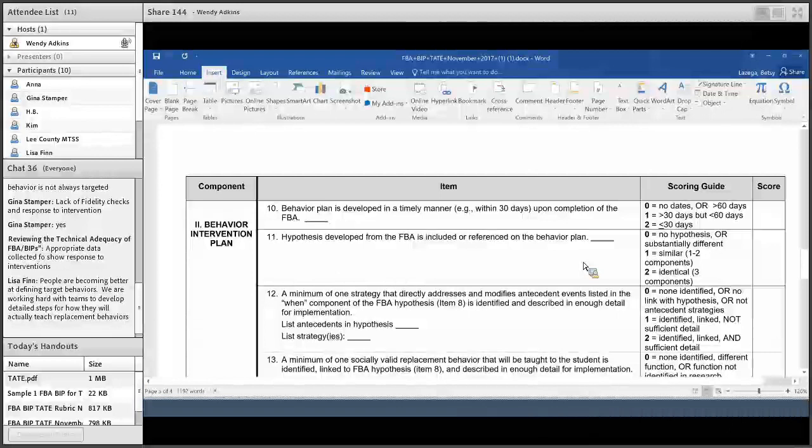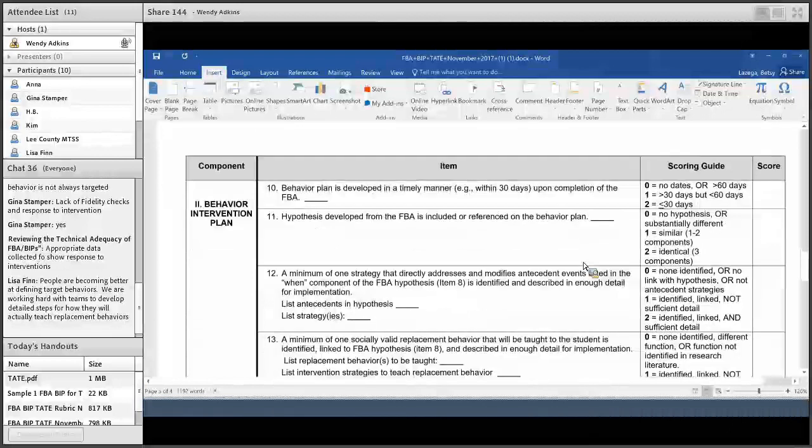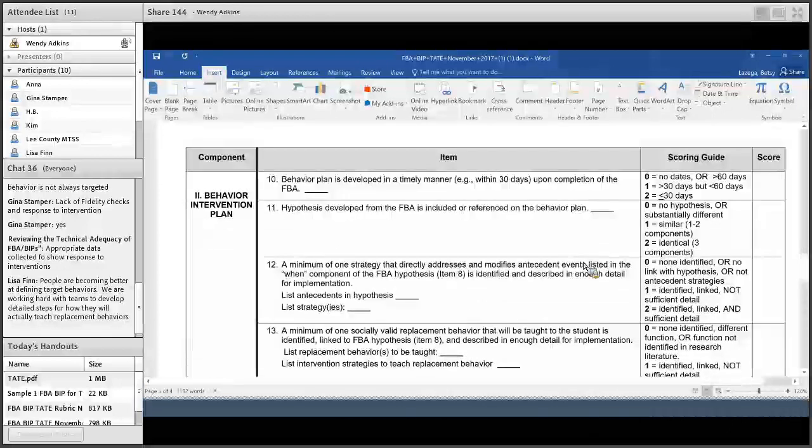The BIP, number 10, is usually 2 for most districts. We want to make sure that this behavior intervention plan was done quickly after the FBA information was collected, because remember, behavior is contextual. If we wait too long, things might have changed. We no longer have accurate information. And because most school districts have forms that are continuous forms and are done all on the same day in the same meeting, they almost all get a 2 on this.